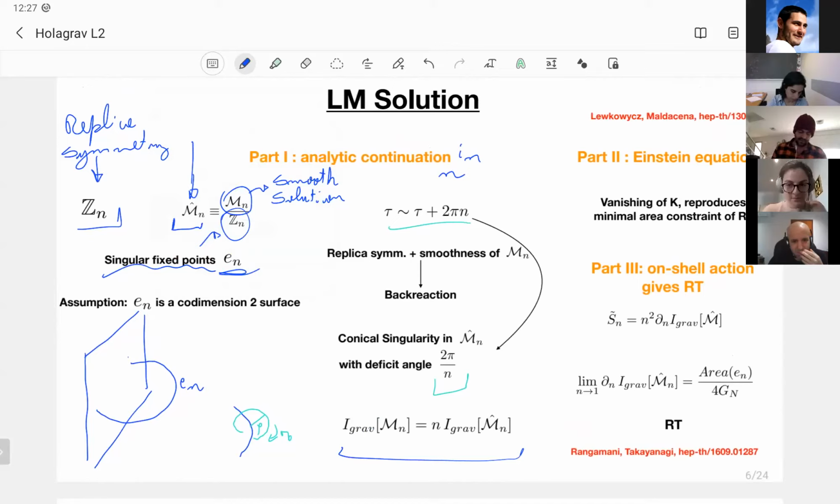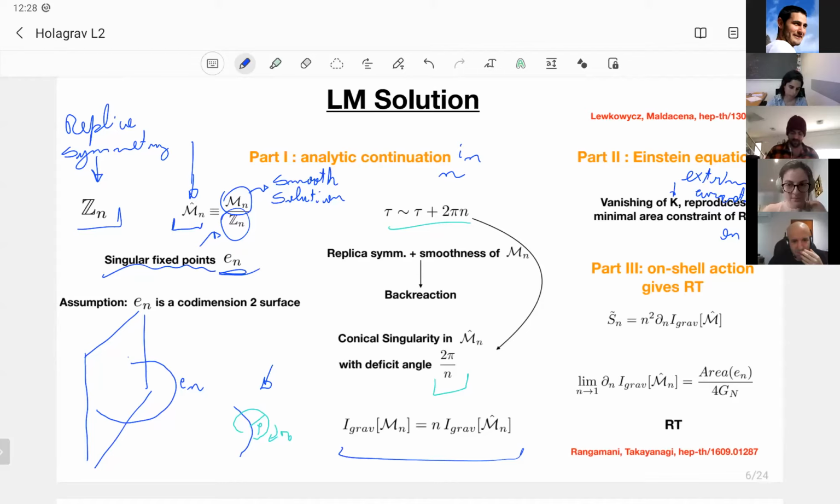Then you can use this coordinate system in green that I use here. You can write a metric in that coordinate system. It's going to depend on the extrinsic curvature on the codimension 2 surface. You are going to solve the Einstein equations and see that the condition to solve the Einstein equations says that this extrinsic curvature on En has to vanish, and this is going to be the condition that the minimal area constraint of Ryu-Takayanagi.